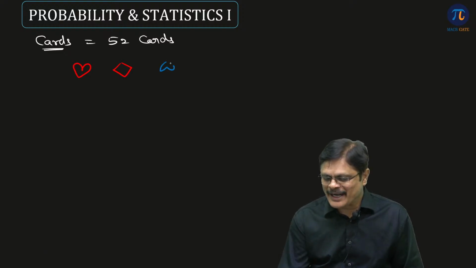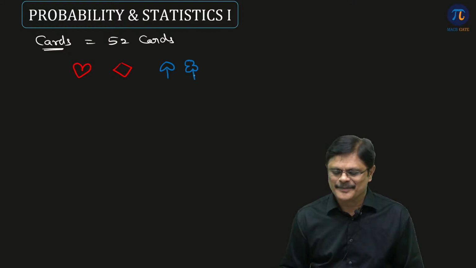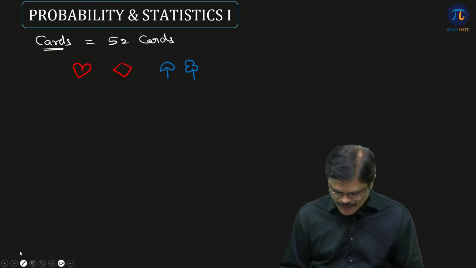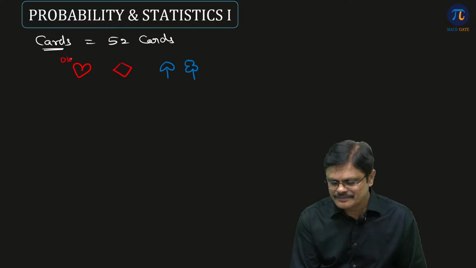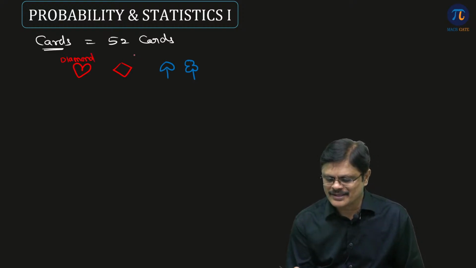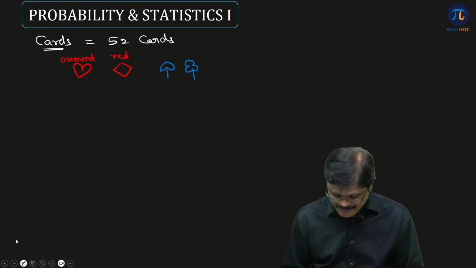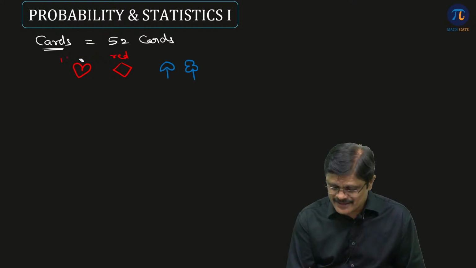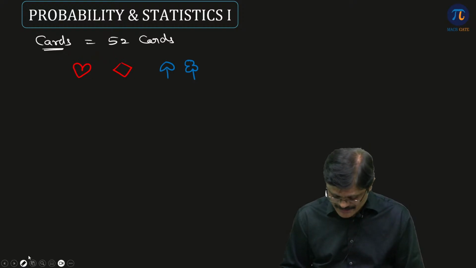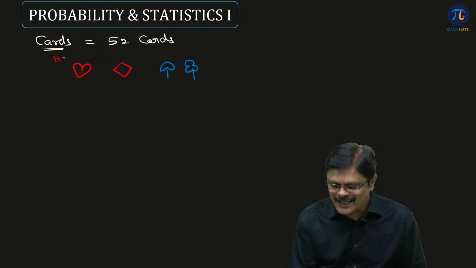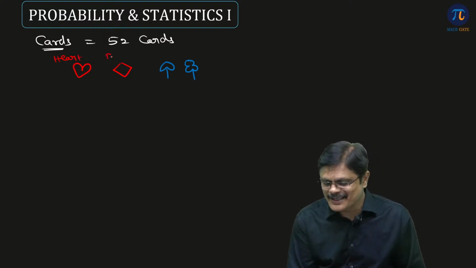That is spade and club. Assume that they are black in color. Am I clear? So this is called diamond. And this is, what is it? Red. Sorry. What I am writing, sir, this is heart and this is diamond.